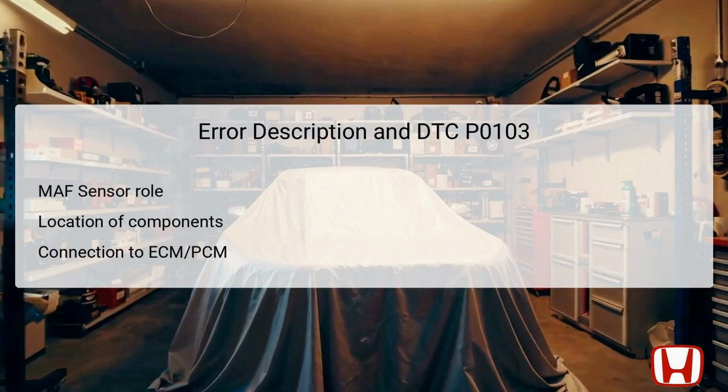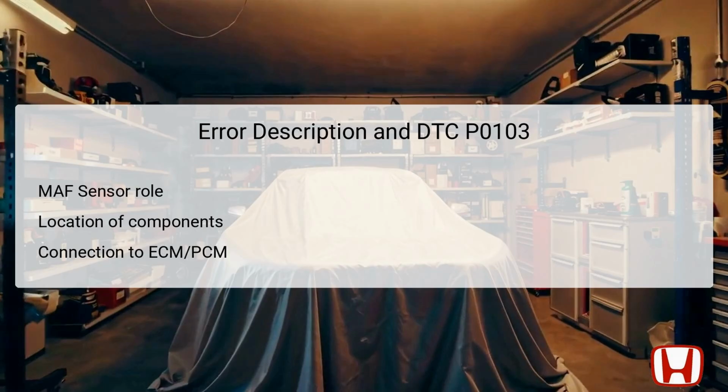The MAF sensor plays a pivotal role in measuring the air entering the engine, thus helping in the fuel mixture calculations. It is located in the intake system, specifically in the duct that leads from the air filter to the throttle body. This sensor helps the ECM/PCM determine how much fuel should be injected during combustion. If the voltage output from the sensor is higher than 4.89 volts, it may indicate a malfunction or a wiring issue, leading to DTC P0103.